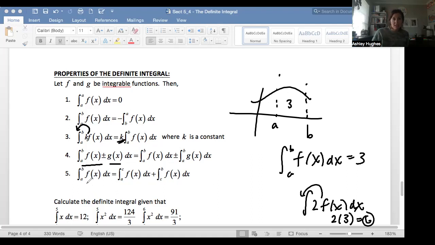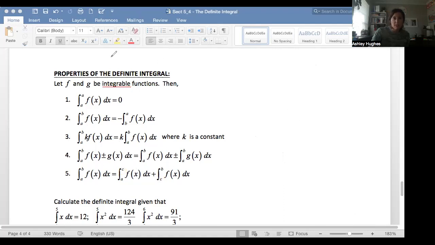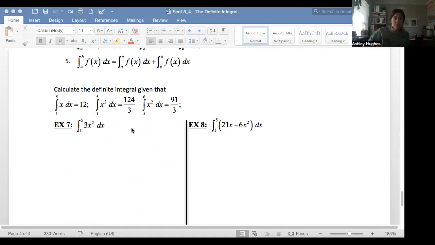And then this is when you want to find, so say I had something in between C and say that this was 2 and this was 1. I could say the area from A to B is the integral from A to C plus C to B. So if these diagonals match up, you know, you can add them together. So we're going to use some of those properties to evaluate these below.